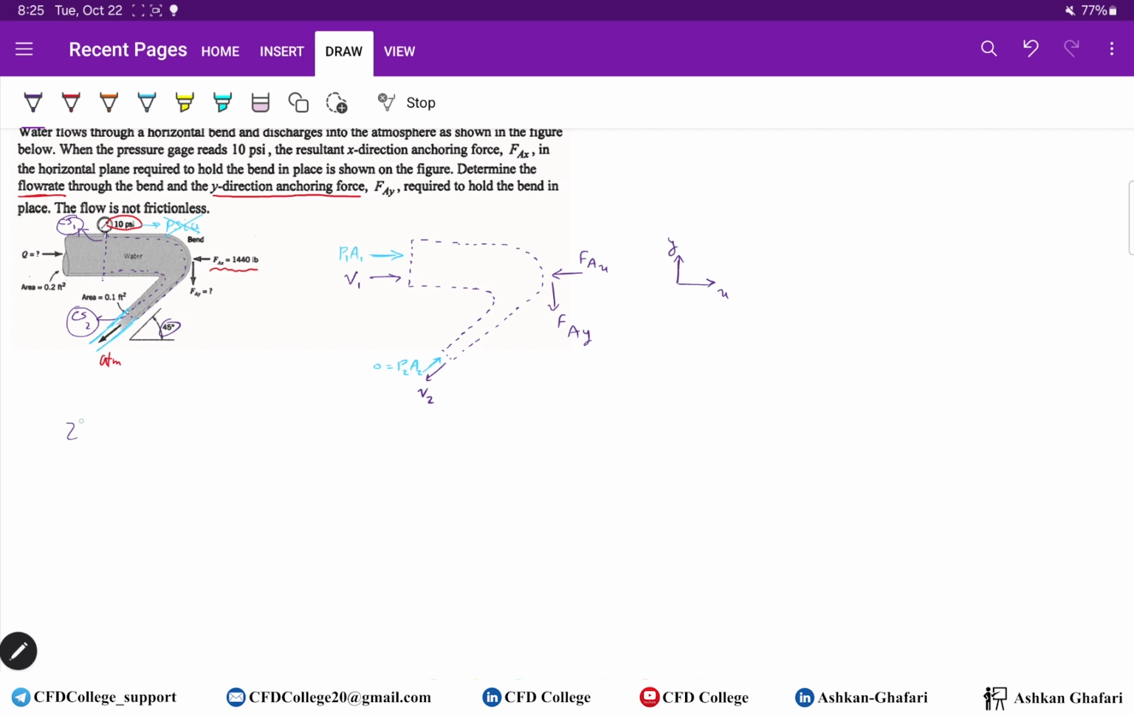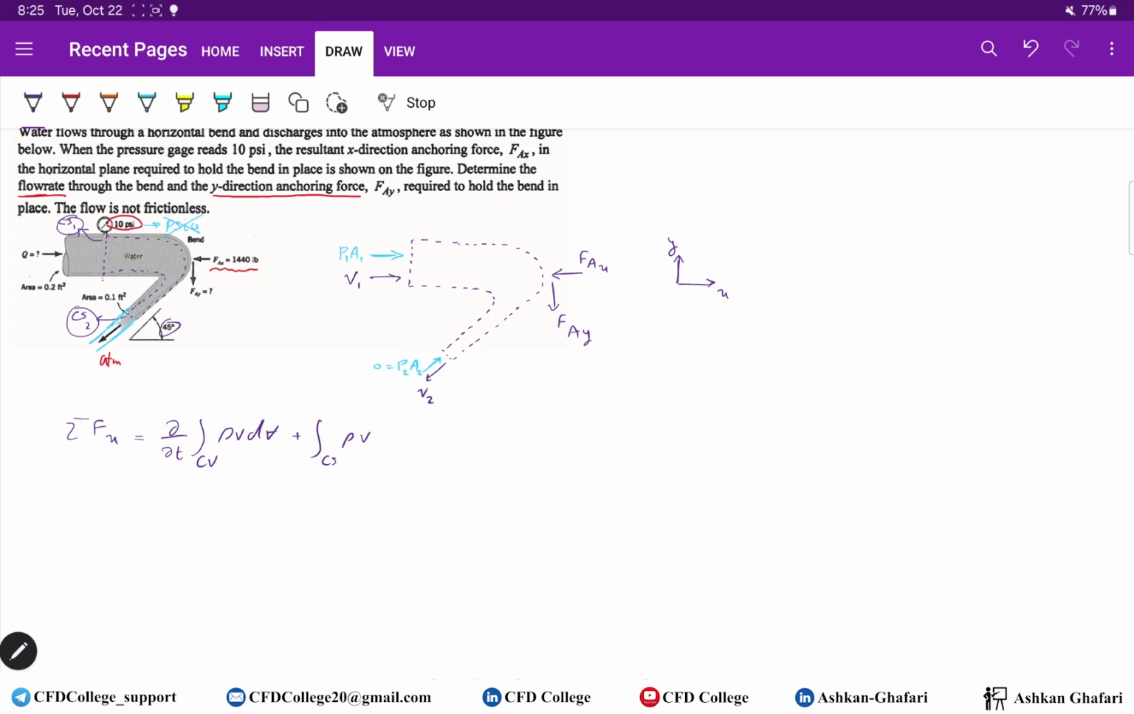So, which is in x direction first. Why? Because we know FAX. The summation of forces in x direction equals the change of momentum inside control volume plus the exchange of momentum through control surfaces.